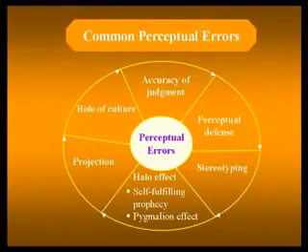What are the common perceptual errors? When you think about common perceptual errors, we're talking about accuracy of judgment. If you're not accurate, you can't perceive a situation to be what it is. You also have the perceptual defense. You have stereotyping, which is also involved in the common perceptual errors. We also have the halo effect, which involves the self-fulfilling prophecy. We have projection, and we have the role of culture. But let's take a look at the halo effect. The halo effect involves self-fulfilling prophecy. And of course, if we treat a situation or a person as we believe it should be, that's the result that we're going to receive.